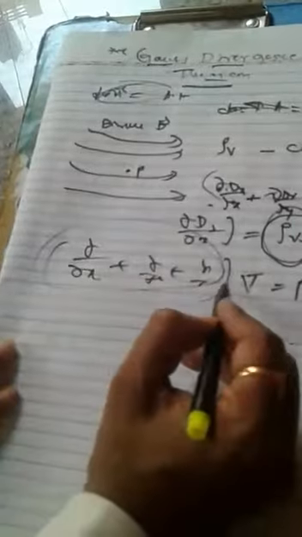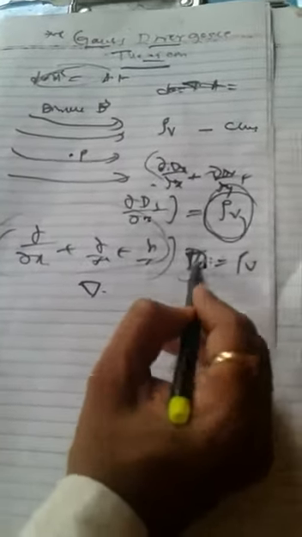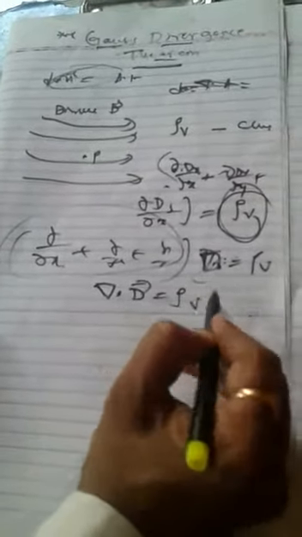We know that from the divergence, this is the del, and this is D, where we take Dx, Dy, Dz. Therefore del dot D is equal to rho v. This can be written simply in the Gauss divergence theorem. For the introduction purpose, where I am going to use this equation in the coming Gauss divergence theorem, I will write this.